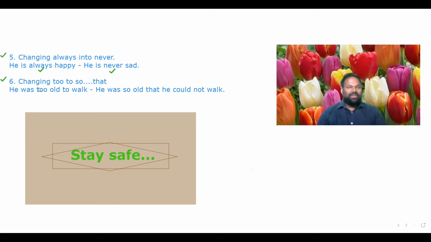Okay. Now, the sixth rule is changing too into so and that, so that you have to combine those words. Okay. So when the word too is an adverb. He's too old to work. Here too is used as an adverb. Too old, very old to work. So it is he was too old to work, and he was so old that he could not walk. So that's a way of changing such sentences into negative without changing the meaning. So I hope you have understood it.